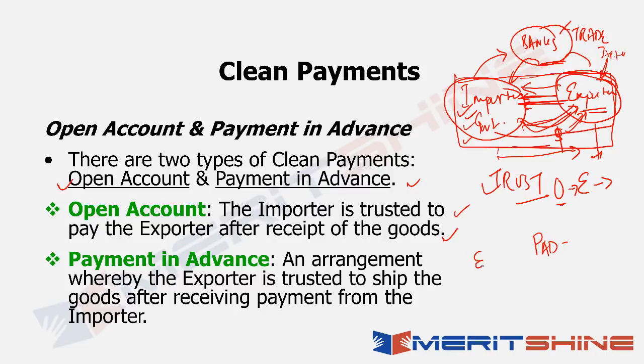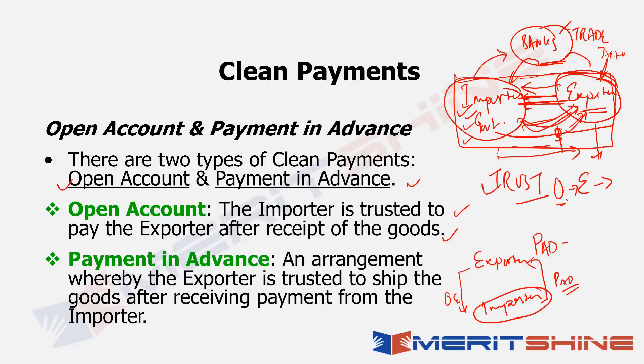So if I just put the exporter here, and I put the importer here, what is happening here? In the first, open account, the exporter is taking all the risk, right? Open account, exporter risk. In the second one, what is happening? In the arrangement, the importer is paying all the money, so he is taking all the risk, and that is what? Payment in advance. All right.